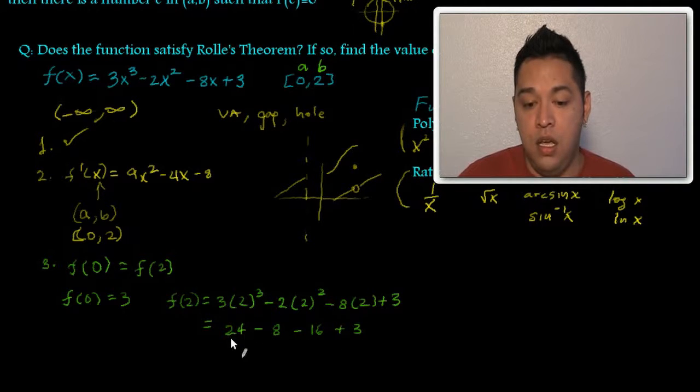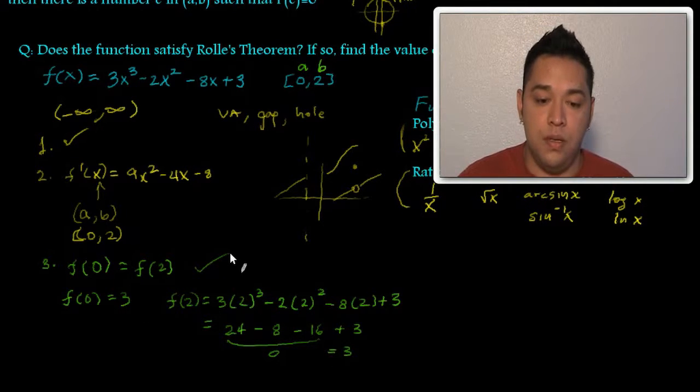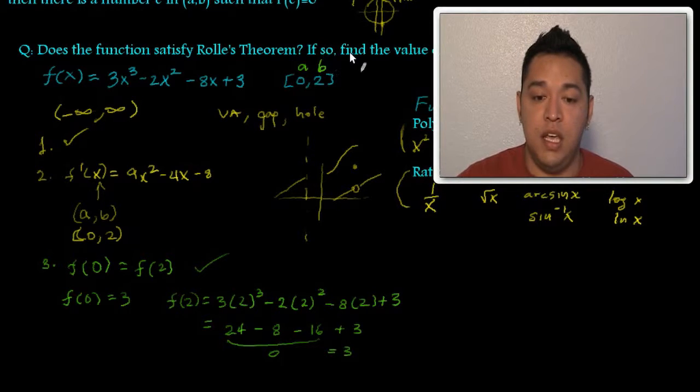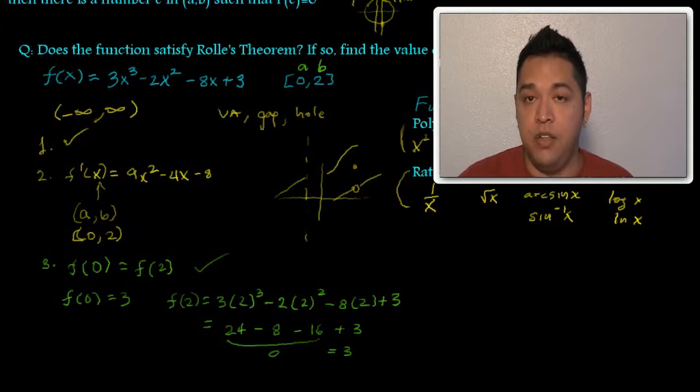And 24 minus, well, if I add these two up, because they're both negative, that's 24. So 24 minus 24 is 0. So all of this becomes 0, and we're left with f of 2 equaling 3. So yeah, they do pass the third rule. So we check that. Now the question says, if so, find the value c.